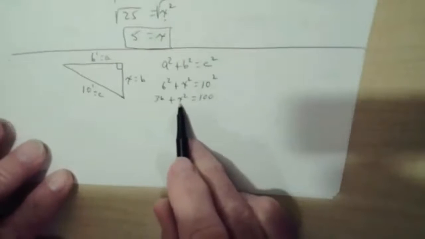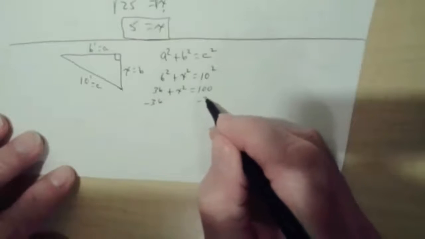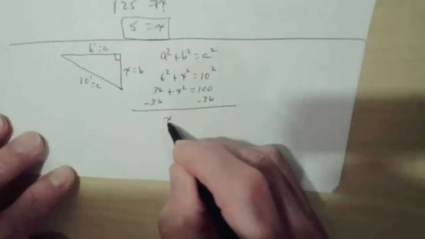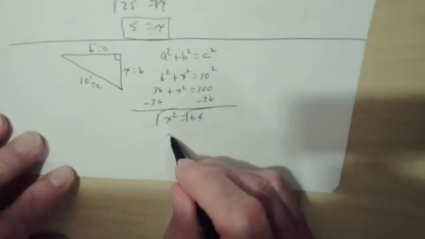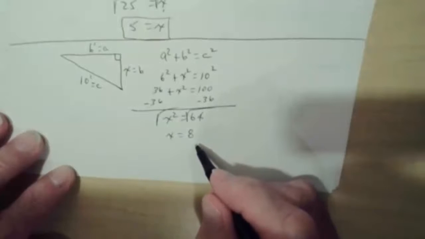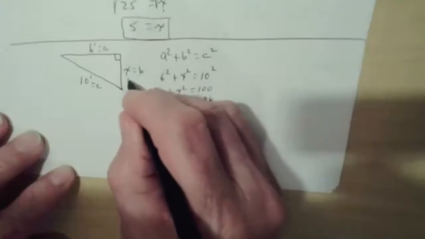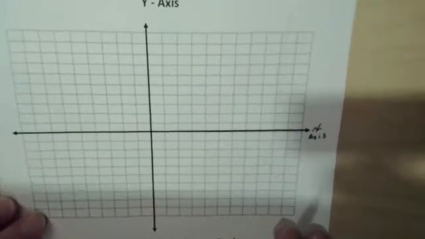Now we have a real simple algebra problem. We're going to subtract 36 from each side, and we have x squared equals 64. Now we take the square root and get x equals 8. Is it plus or minus 8? No, because this is distance, and distance is always positive here in the real world. Now in bizarro world, maybe that's possible, but no. That's the Pythagorean theorem. And again, only if you have a right triangle. Now, this is called a coordinate plane.